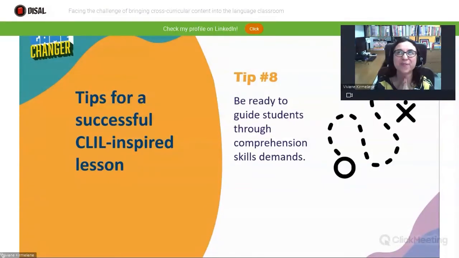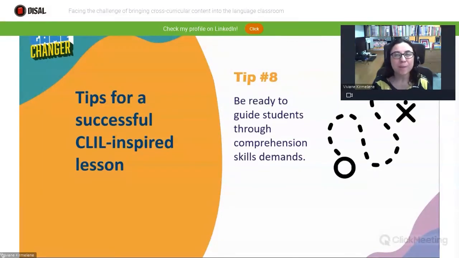As a materials writer, I have talked to teachers all over the country, all over Brazil, and even abroad. And what I can say about Brazilian teachers specifically is that we respect the textbook too much sometimes. All right. So don't be afraid of changing tasks.